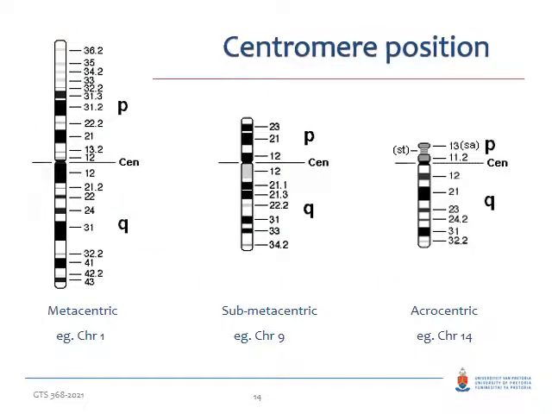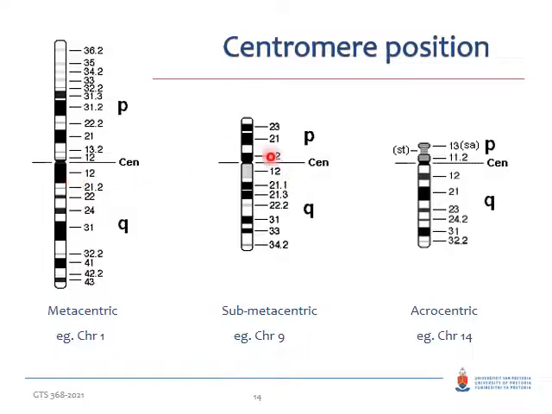The centromere position classifies the chromosomes typically into 3 types in the human. Metacentric, where the centromere is in the middle of the chromosome, so that the 2 arms are equal in length. The short arm is called the P and the long arm the Q arm. But this should be common information for you.